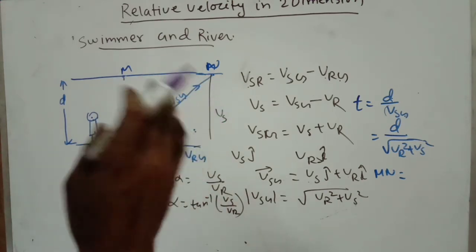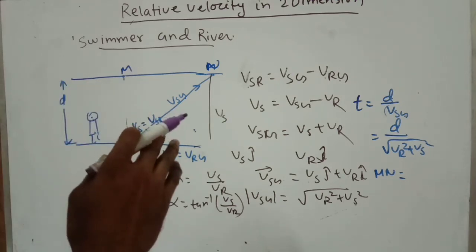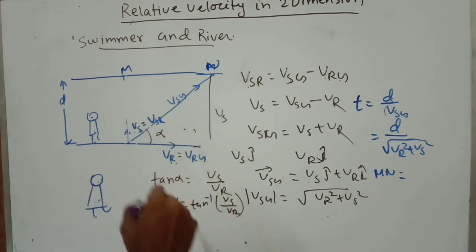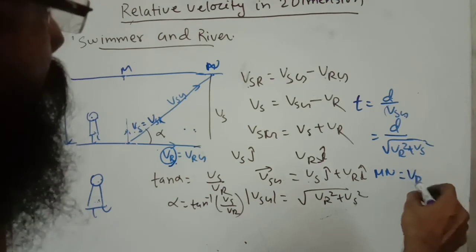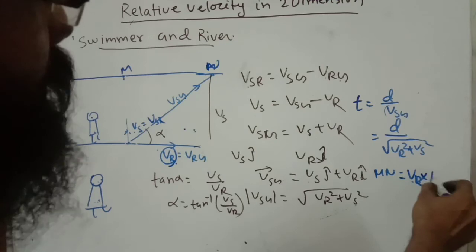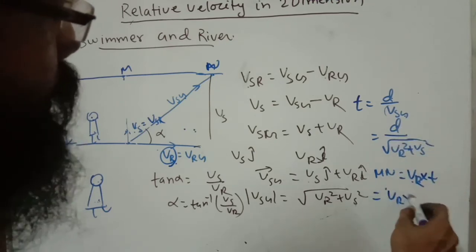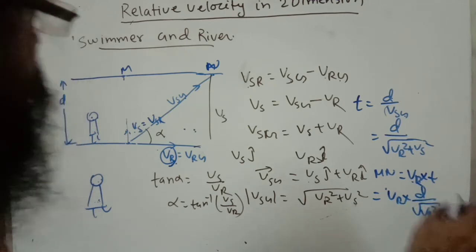Or you can also ask the question, what is the distance drifted by the man because of the river speed? So what is the river speed? Vr. So you can write Vr, the velocity of the river with respect to the ground, into time. So what is the time? Time is already found. So Vr into d by square root of Vr square plus Vs square.